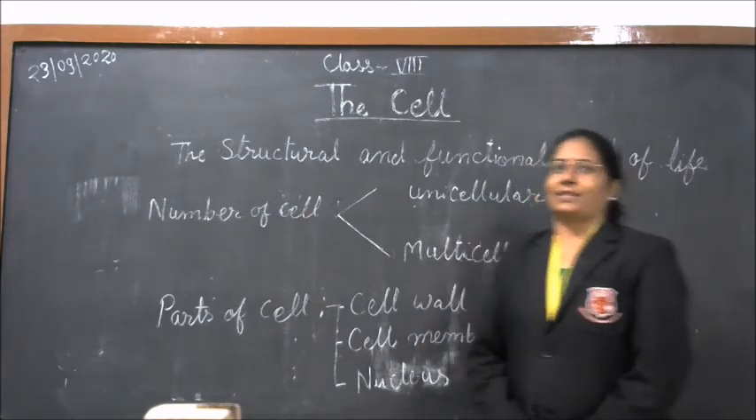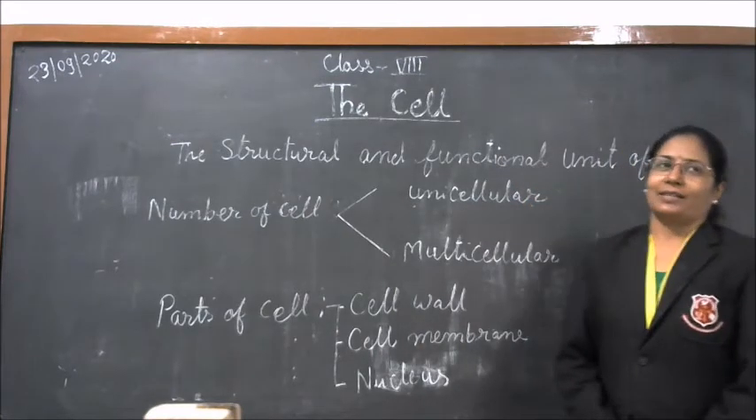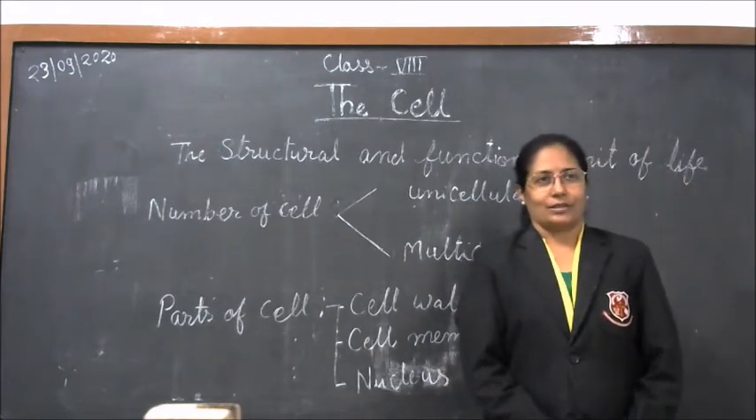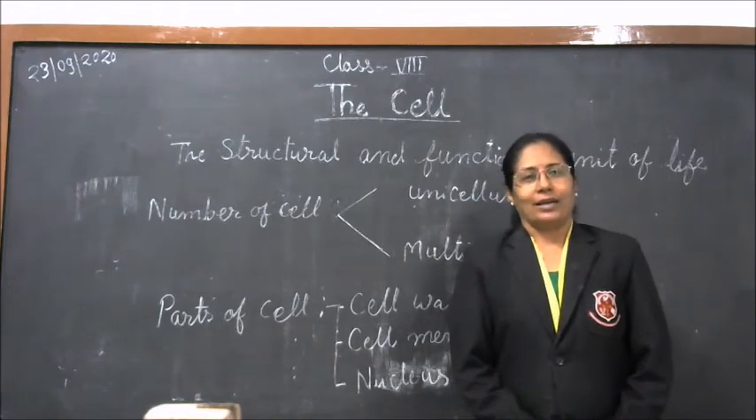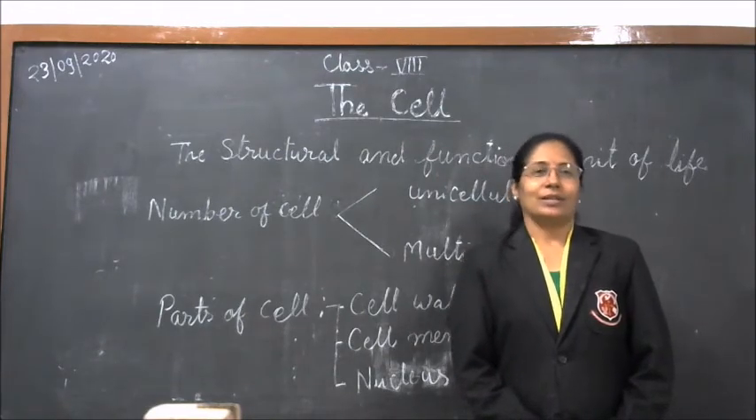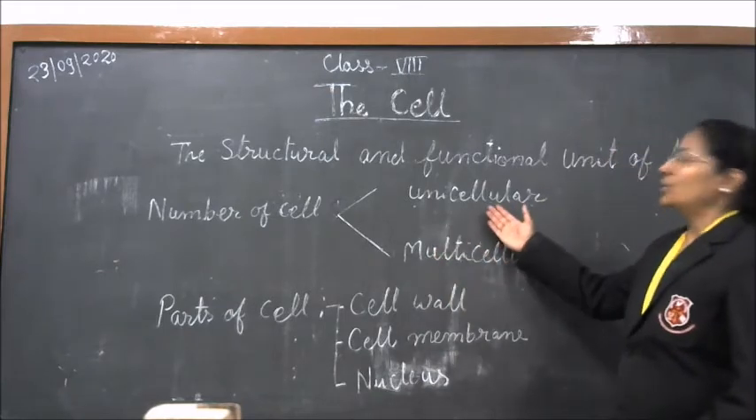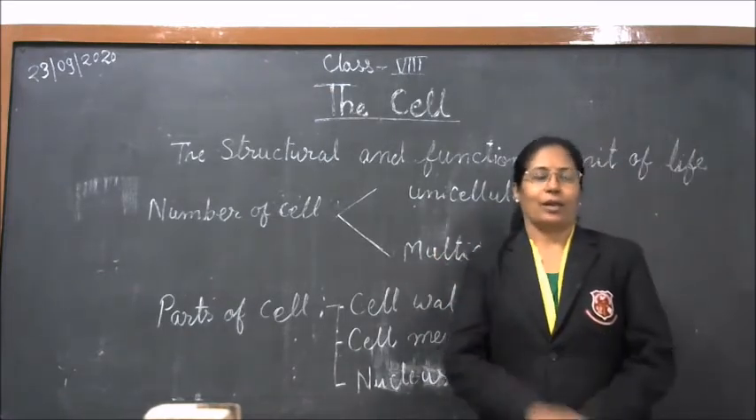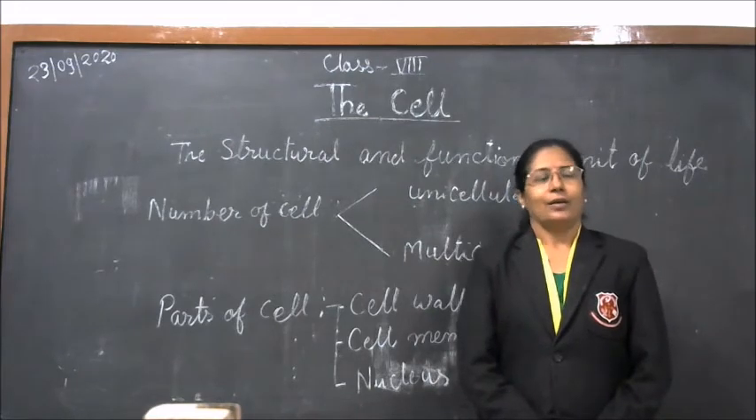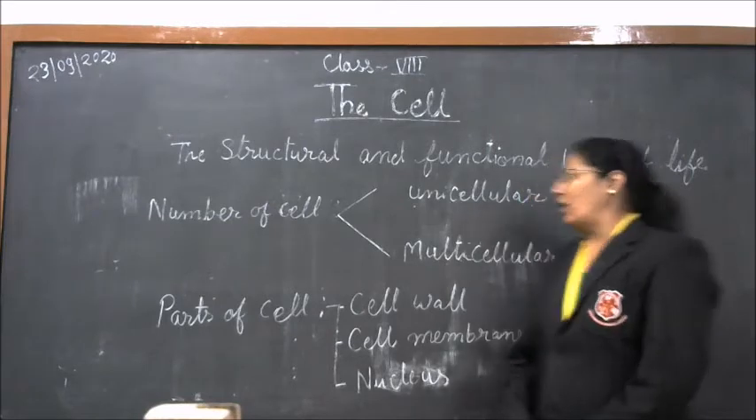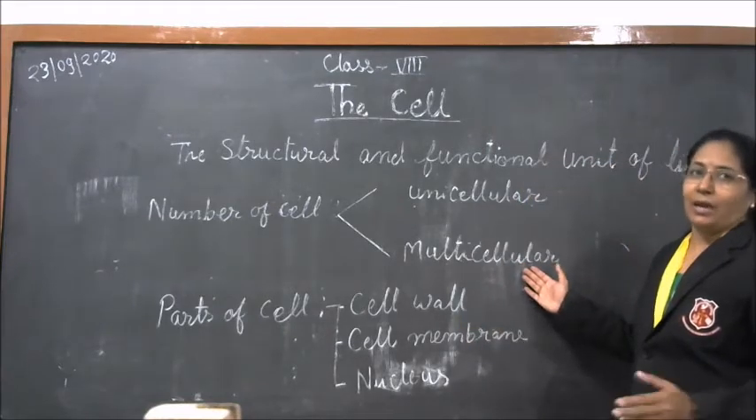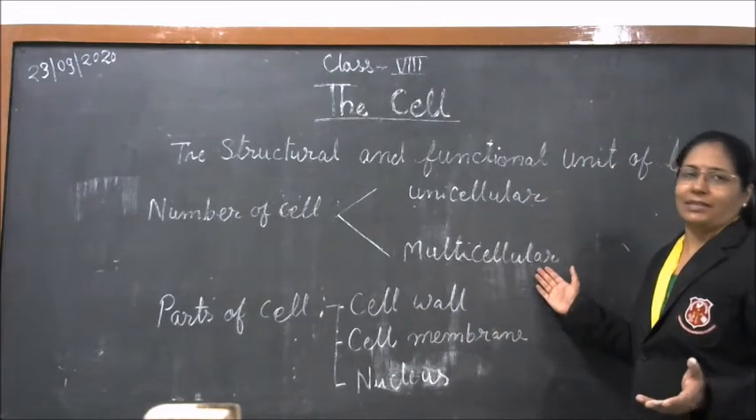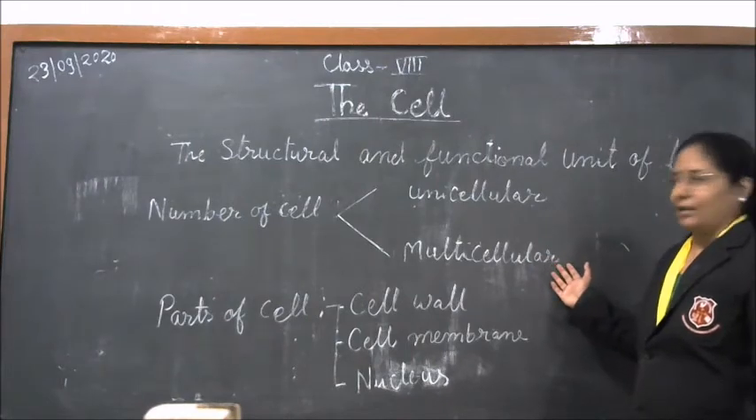The number of cells also varies in different organisms. Some organisms are made by a single cell. They are called unicellular, as amoeba, paramecium and Chlamydomonas. Whereas some organisms are made by many cells. They are called multicellular, as plants and animals, which we can see by the nucleus, right?